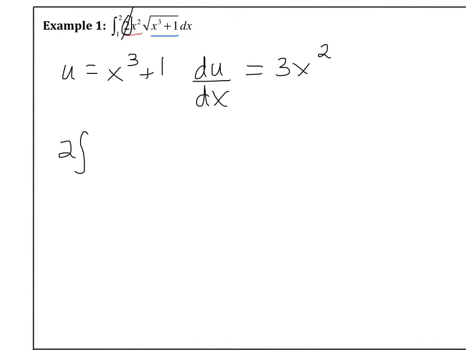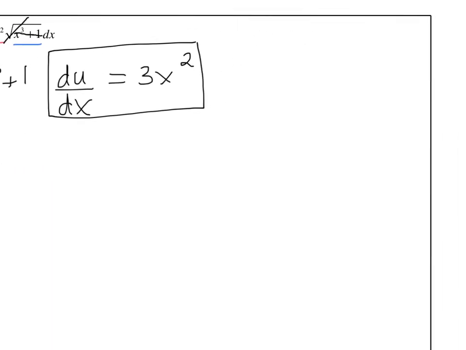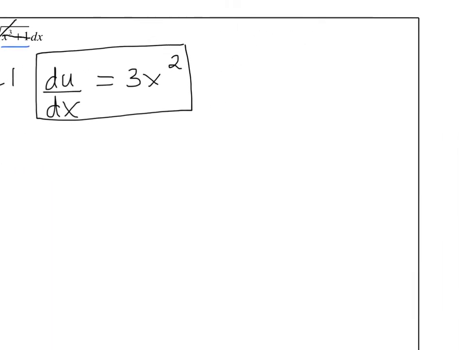Instead of writing the square root of x cubed plus 1, I'm just going to write the square root of u. And so that takes care of x cubed plus 1. It also takes care of the radical. And now I just need an x squared and a dx. And of course, getting those in there is going to come from this relationship right here. So let's do a little bit of algebra and see what we can get.